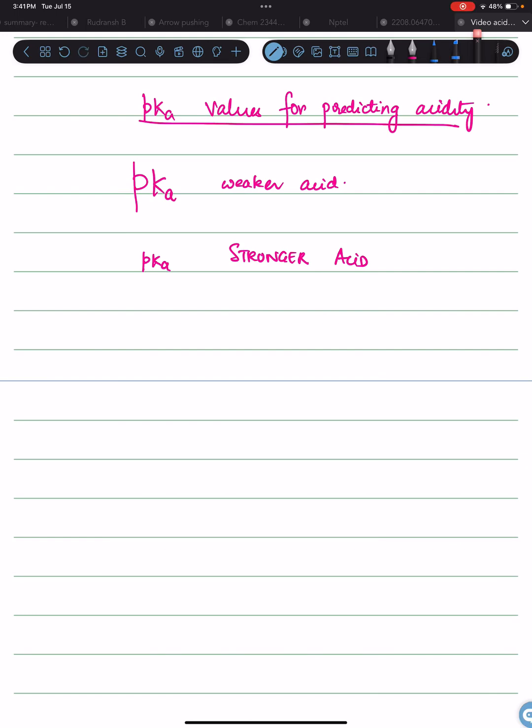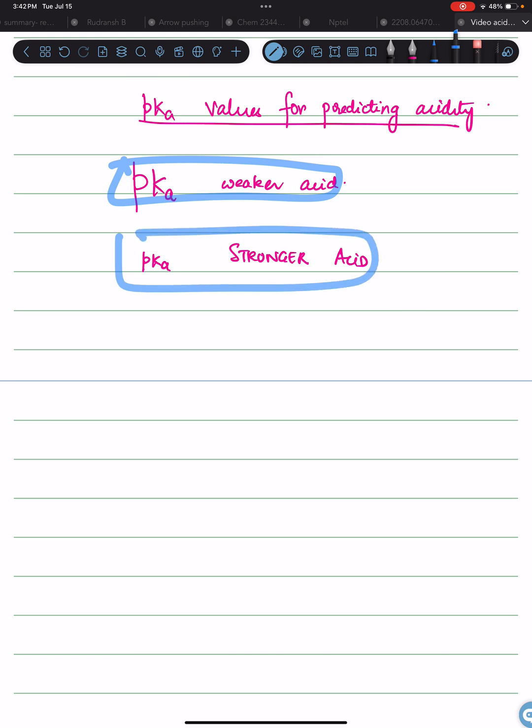In the previous videos we have seen how pKa values help in predicting the acidity, or the acidic strength, of a species. So a bigger pKa value means a weaker acid, and a smaller pKa value means a stronger acid, as shown here. So this is what I'm talking about. Okay, now let's see how we can use the pKa tables.